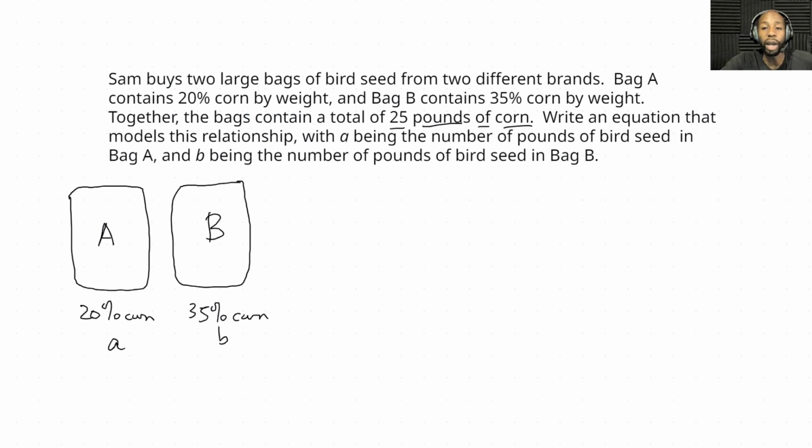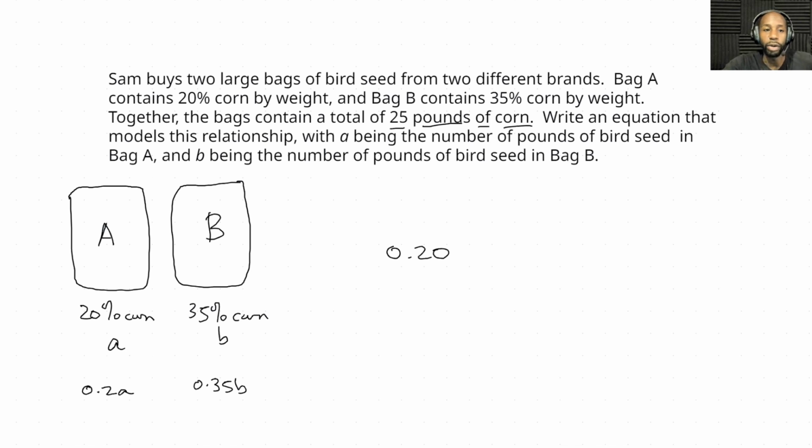If this is represented by A, and this is represented by B. A is the total number of pounds in bag A. If 20% is corn, that means 0.2A represents the number of pounds of corn in bag A. And in similar fashion, 0.35B is the number of pounds of corn in bag B. If we want to find the total, just add them.